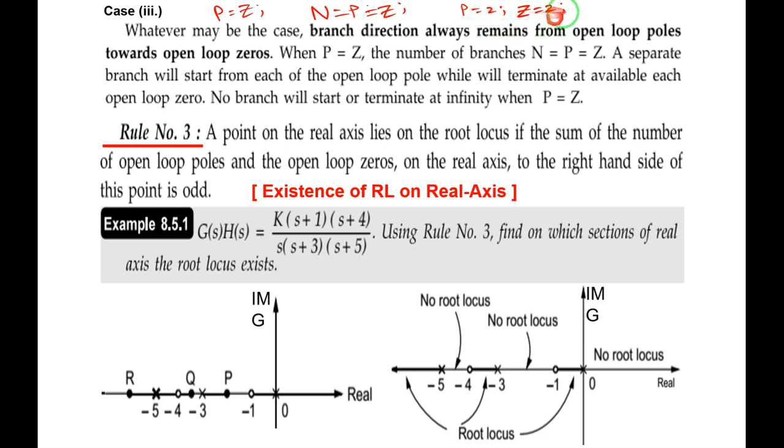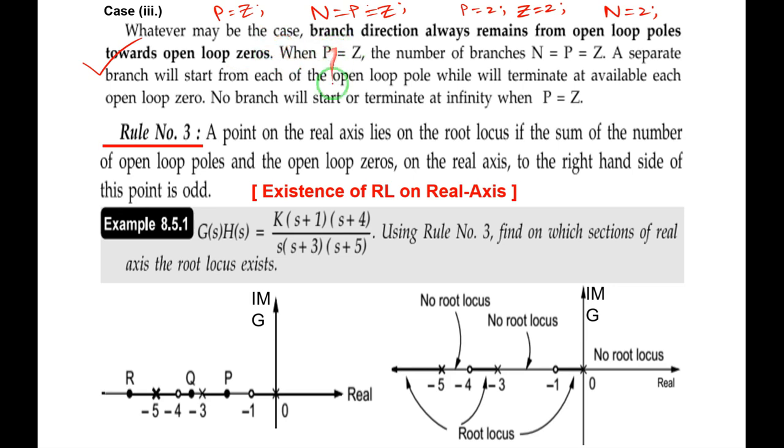If there are 2 poles and 2 zeros, the number of branches is 2. Where will they start and where will they terminate? Since 2 poles are there, the 2 branches will start from the 2 available open loop poles, and they will terminate on the available 2 zeros. They start at open loop poles and terminate on open loop zeros. The same thing has been told here, right?